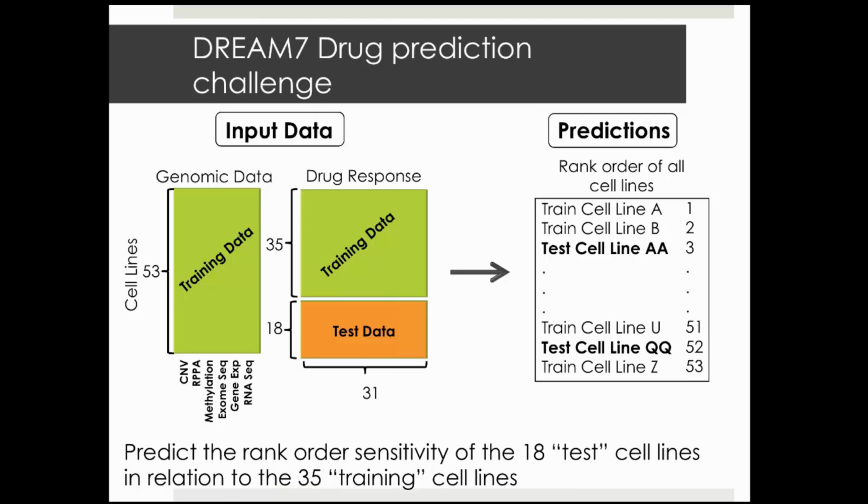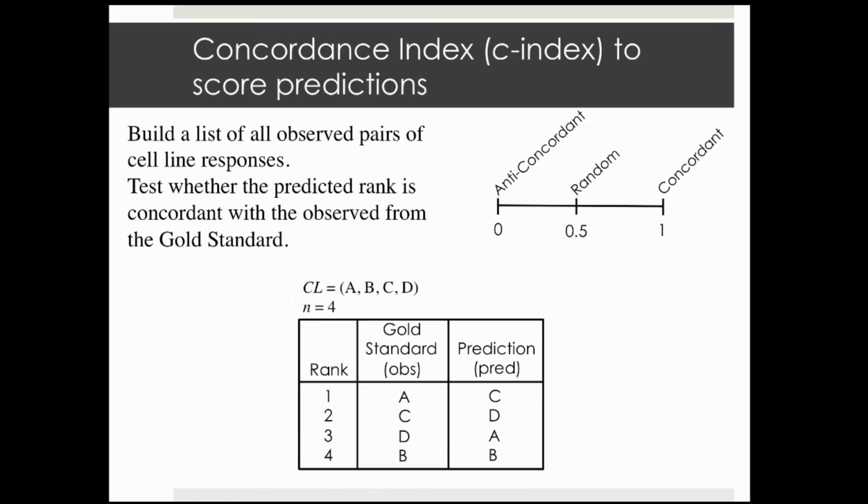And to actually score, what we did was to use a Concordance Index to score the different predictions. And I have a couple of slides that detail how this approach works. To compute the Concordance Index, we build a list of all observed pairs of cell line responses and then test whether the predicted rank is concordant with the observed rank from the gold standard. And concordant would give you a score of 1, anti-concordant would give you a score of 0.